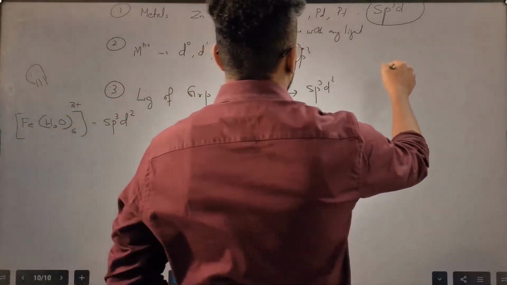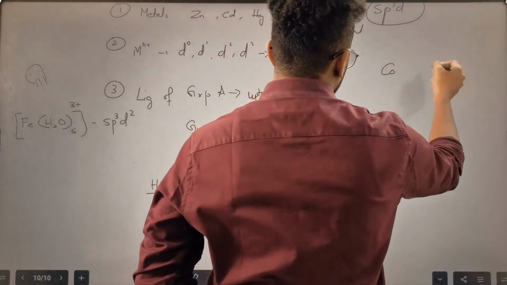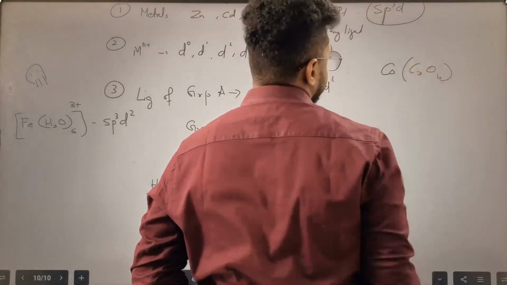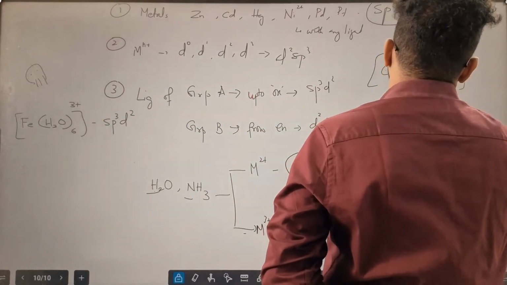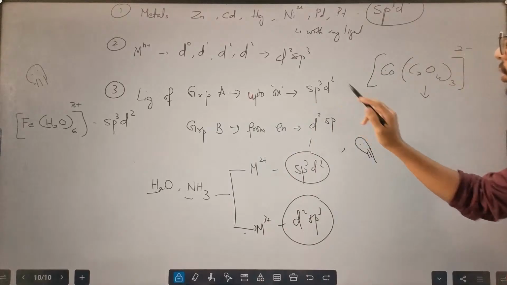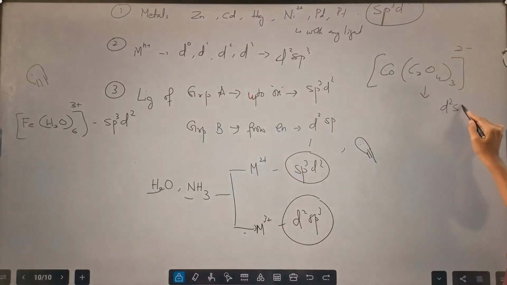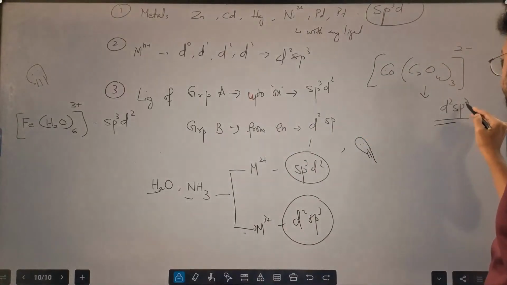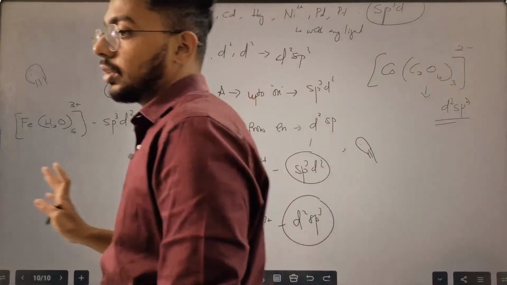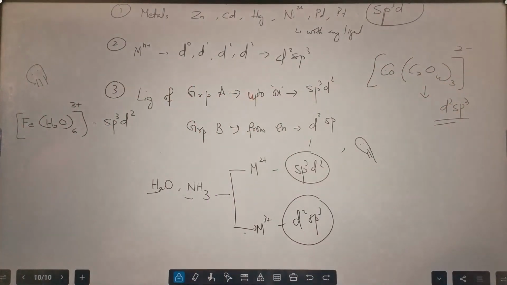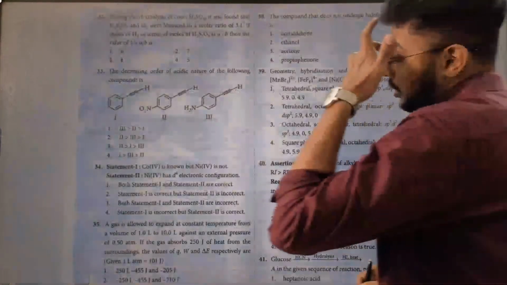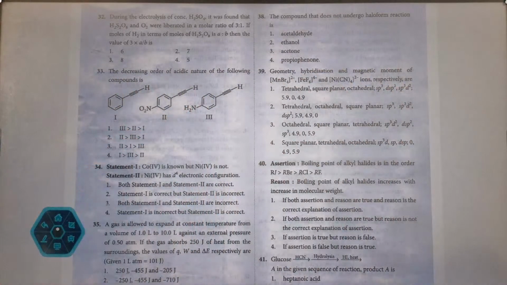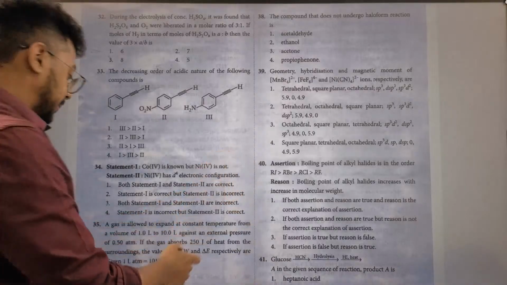Next, here there's again one exception, cobalt with oxalate. Actually, with oxalate, we have to get sp3d2, but this is d2 sp3. This is about octahedral complexes. So we'll move on to the question and we'll discuss. You can take a screenshot or snap of that and we'll apply here.